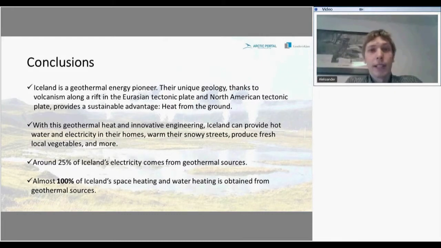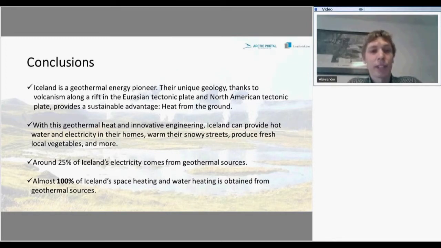That's all about Iceland, and just short conclusions. So Iceland is a geothermal energy pioneer. Iceland has a unique geology thanks to volcanism along the rift, which provides sustainable heat from the ground. With this geothermal heat and innovative engineering, Iceland can provide hot water and electricity in their homes, warm the snowy streets, produce fresh vegetables, and much more.